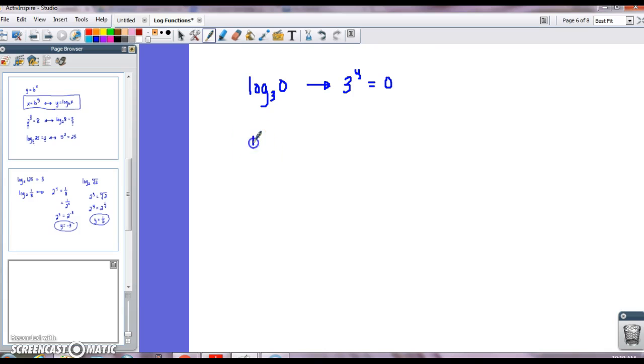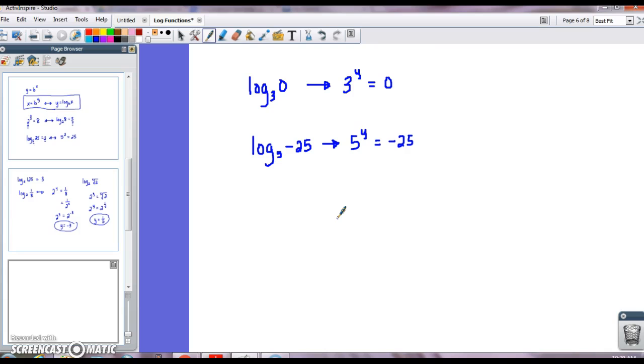Similarly, I also cannot take the log of a negative number. So let's say we have log base 5 of negative 25. If I were to write that in exponential form, I would have 5 to the y is equal to negative 25. Well, there's no way to take a positive number and multiply it by itself any number of times and get a negative number. It's impossible to do that.